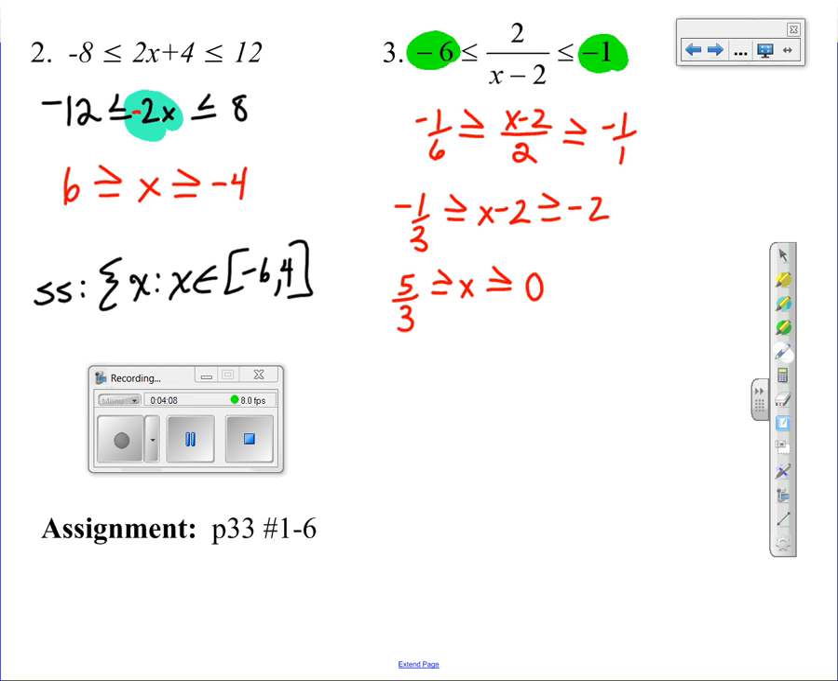That would be now 0. And then we get our answer, and we could write that using interval and set notation. That's it. Let's get to work.